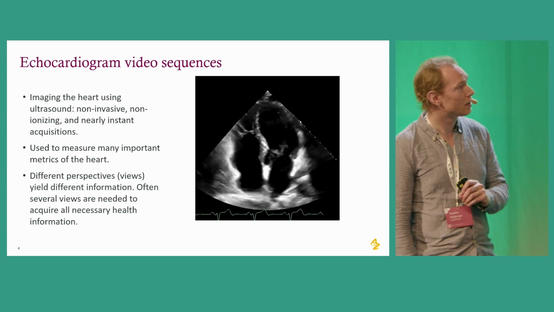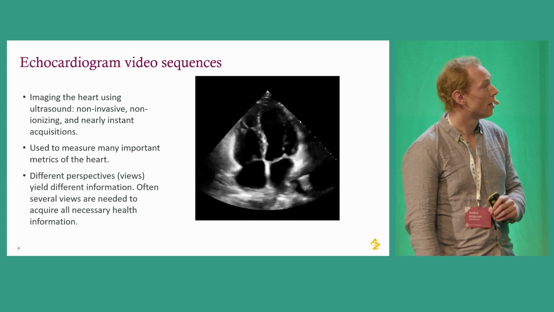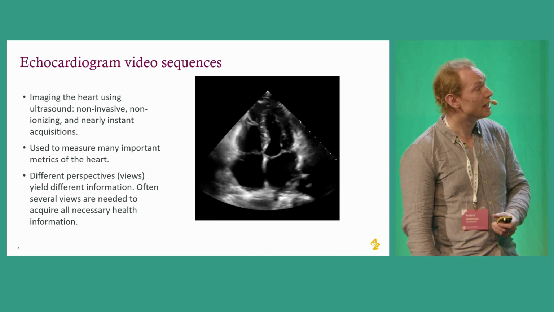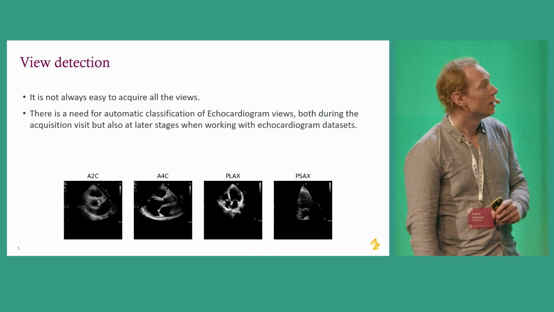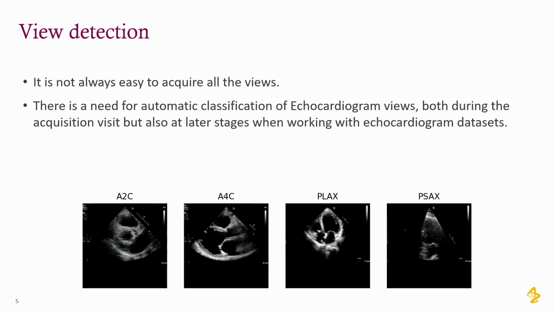So here you see one example. You have a sequence. Sometimes we have stills, sometimes we have movie sequences of a heart beating. And you can take these acquisitions from different perspectives, and we call those views. Here you see 4 different views of the same heart. And the idea is that for some medical parameters, you need to look from some special direction. Sometimes you need to look from several directions at the same time.